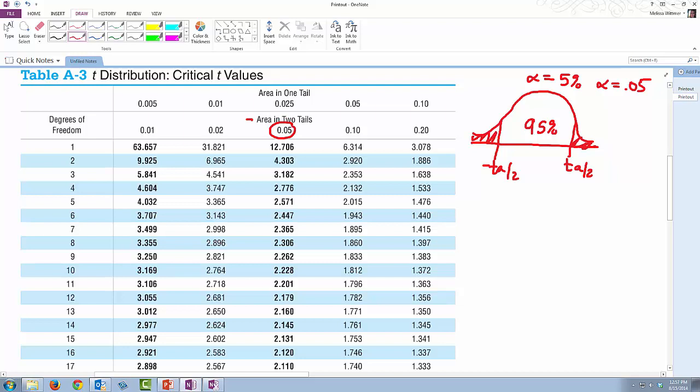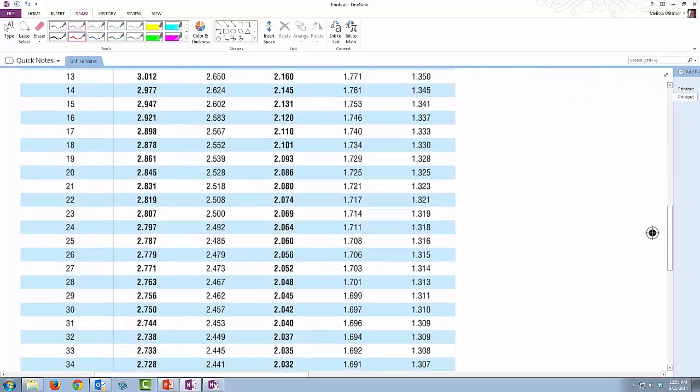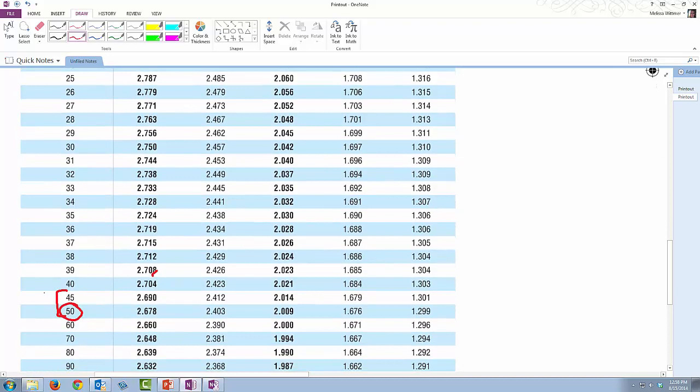It's going to be in this third column. If you look above it, it's giving you area in one tail, and that's the same thing. If we split up the 5%, you're going to have 0.025 or 2.5% in each tail individually. So you can just do the two tails if you want to. Putting that together, we're going to go down to row 50, and go to the third column over, and this is our critical t value that we're going to use for our margin of error formula. Let's go back to the PowerPoint and finish this example.